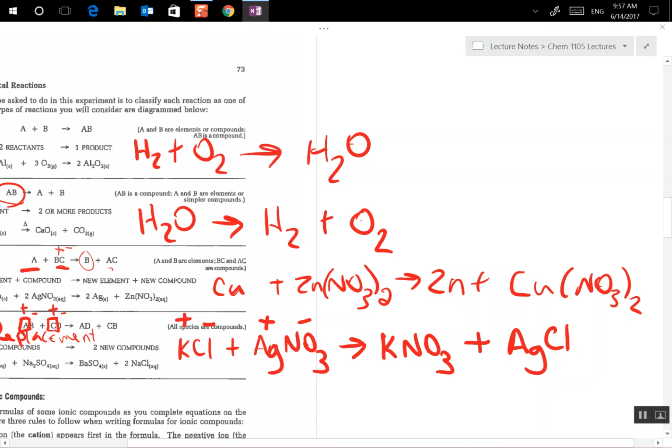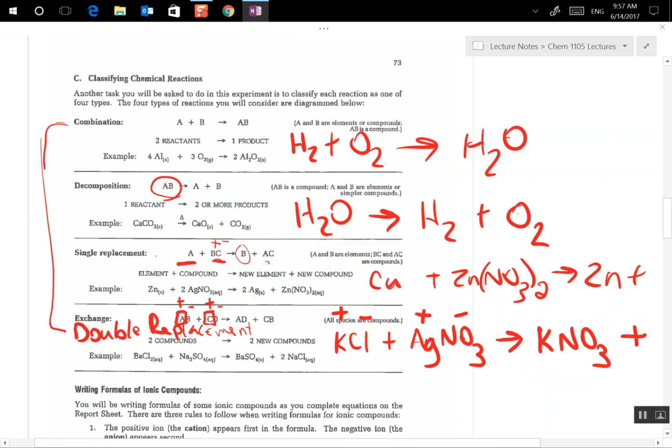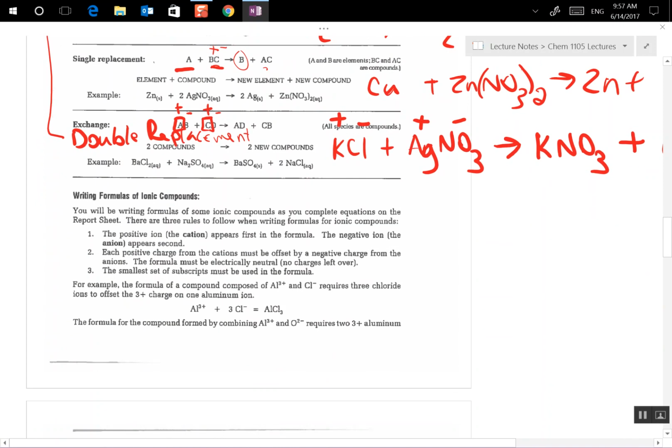Okay, so that's how we would classify those reactions based off of what's happening in the chemical reaction as we see it on paper. Okay? All right.